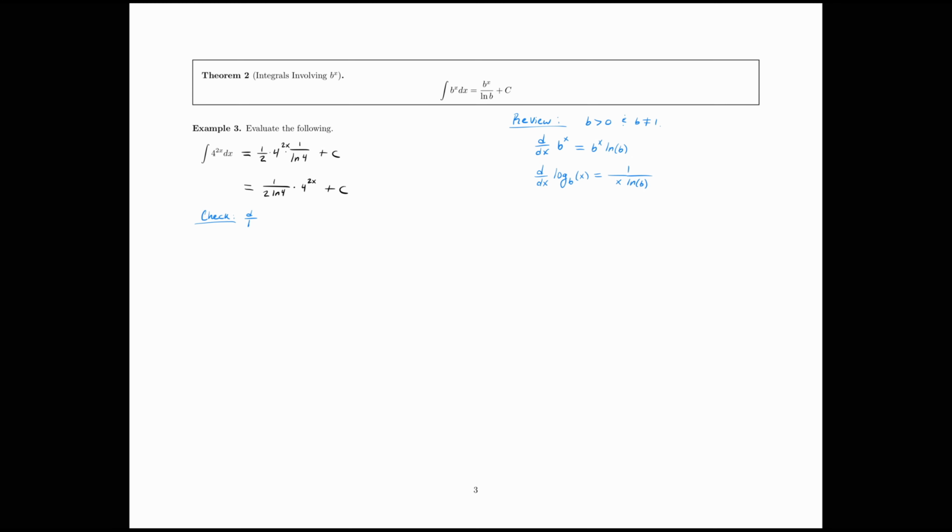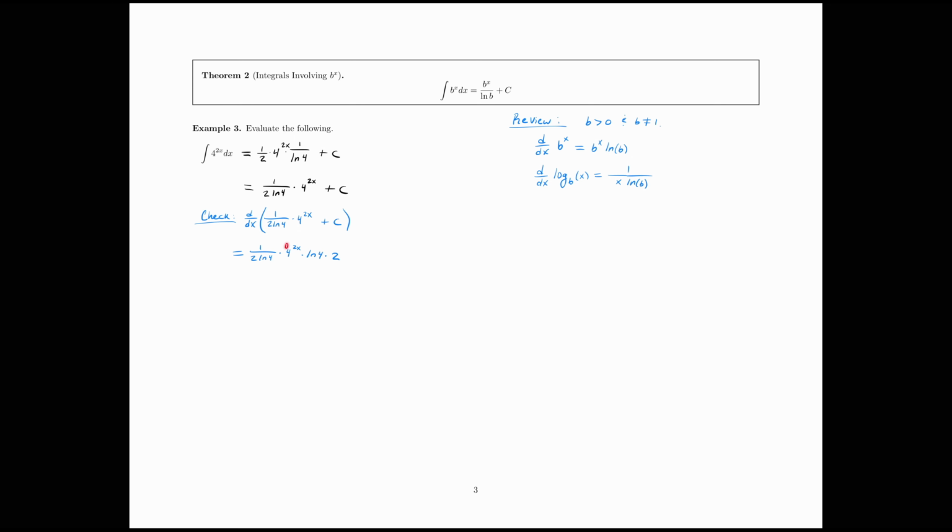So if we do a check, we'll differentiate this expression. Of course, the derivative of an additive constant, c, is 0, so that goes away. This is a multiplicative constant, so it just stays where it is, and we only have to worry about differentiating the 4 to the 2x. So this would become, leave that constant alone, multiply by the derivative of 4 to the 2x, which is 4 to the 2x times natural log of 4, times 2.